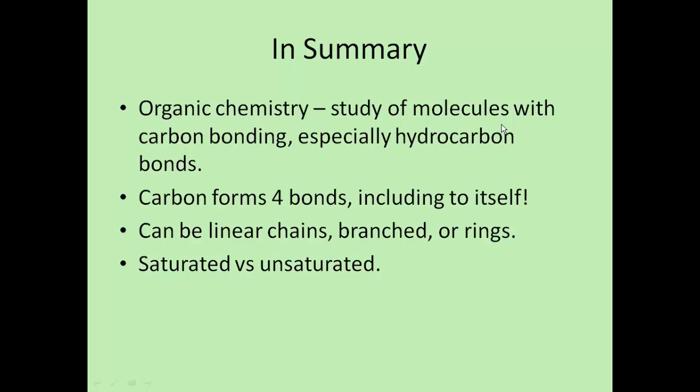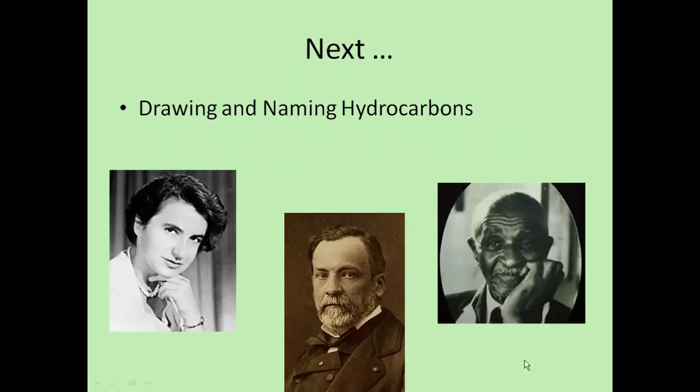In summary, organic chemistry is the study of molecules with carbon bonding, especially hydrocarbon bonds. Carbon forms 4 bonds, including to itself. Hydrocarbons can be in linear chains, branched, or rings. And then we also discussed saturated versus unsaturated, meaning can it hold any more atoms, or are there only single bonds, so it cannot hold any more atoms.